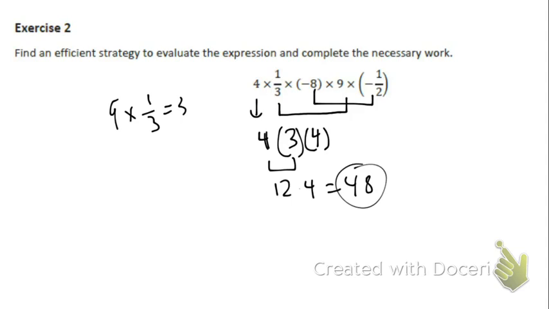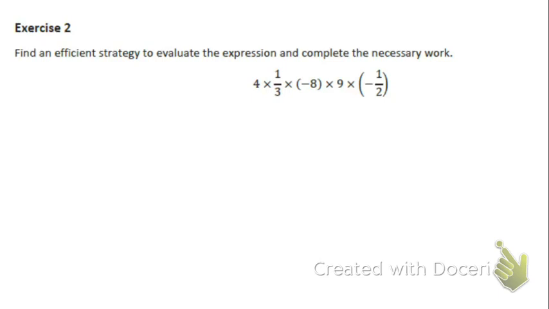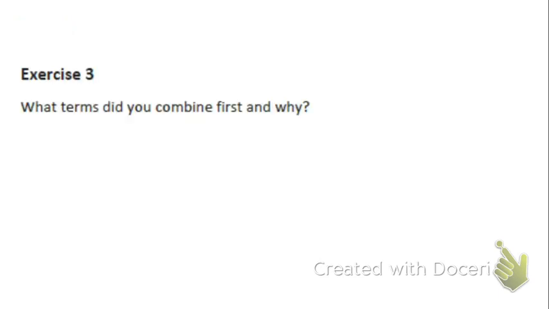Alright, so moving on to the next part. Oh, actually, answer exercise 3. Which terms did you combine first? We can say we combine the number that can multiply with the fraction to help get an easy whole number. So I'll repeat it. I'm not going to write it down. I want you guys to practice your note taking by hearing what I'm saying. So the question is, what number did you combine first and why?